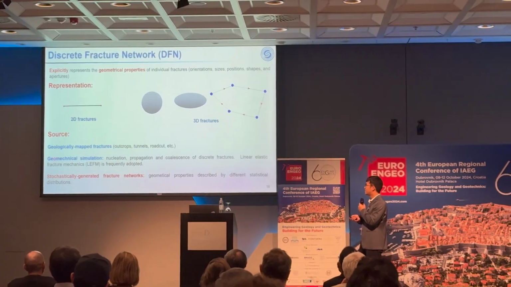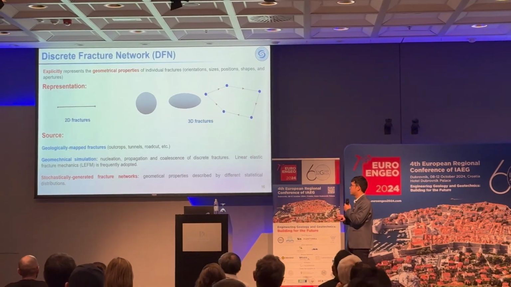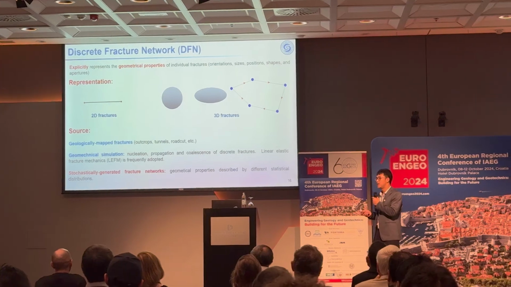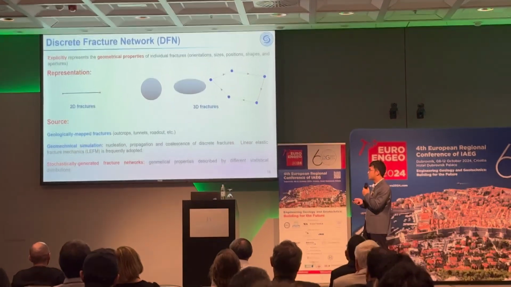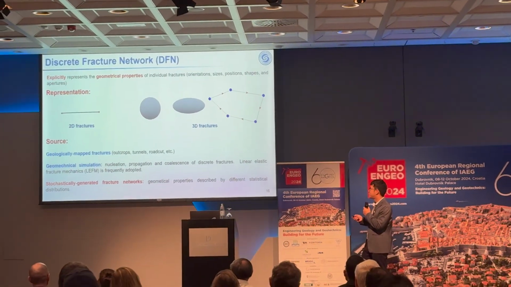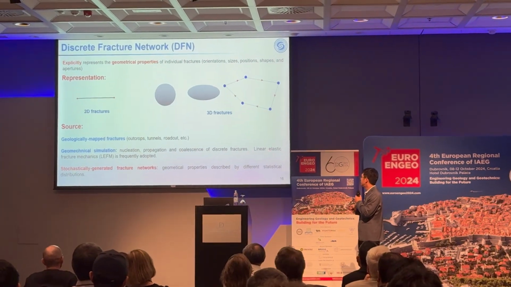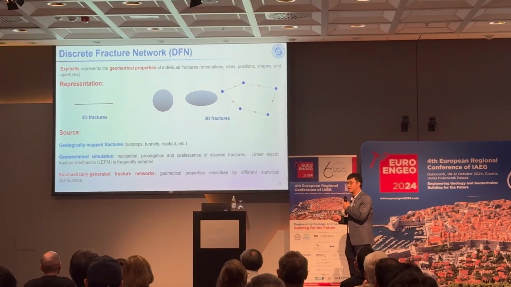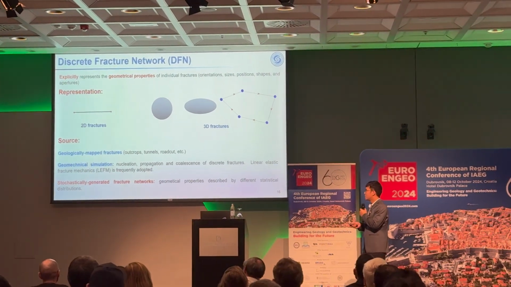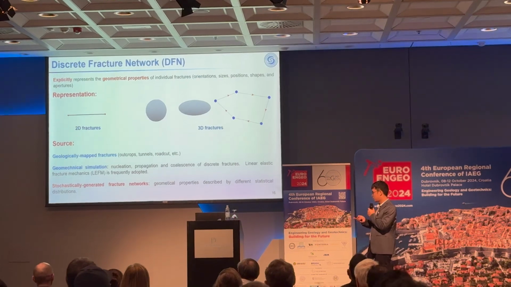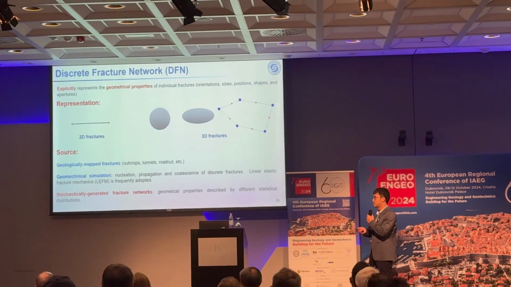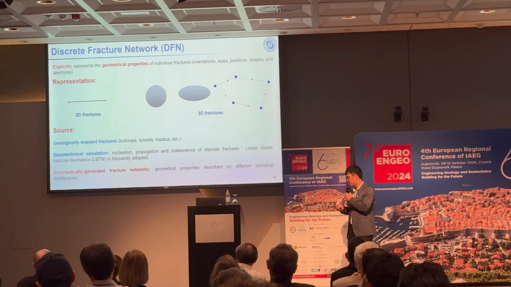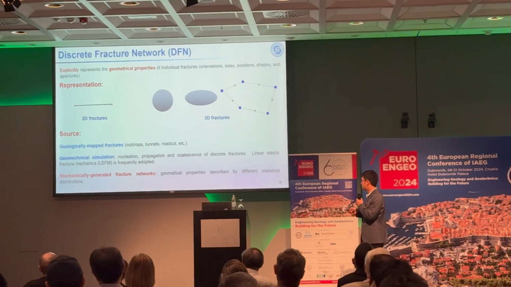A second way is geomechanical simulation, where you need to simulate the nucleation, propagation, and coalescence of discrete fractures. This process is very time-consuming and not very widely used, and you also need to simplify the problem by using linear elastic fracture mechanics. The third one is stochastic discrete fracture networks, where we use different statistical distributions to characterize the fracture geometries, for example, length, positions, and orientations.